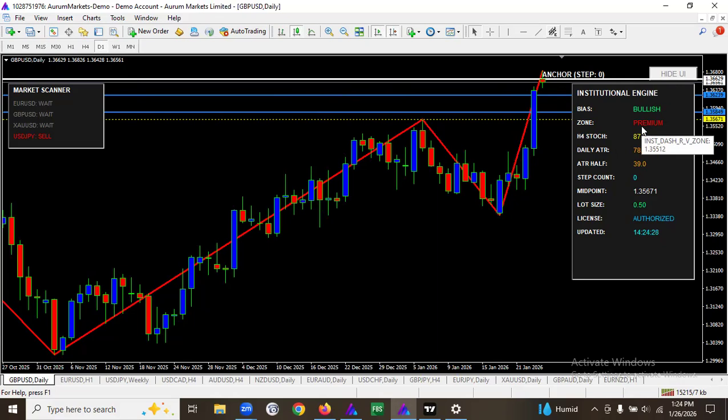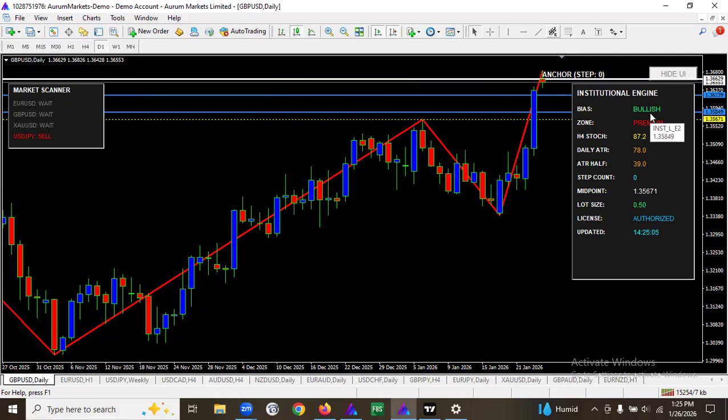And before you sell, you want to ensure that the daily bias changes from bullish to bearish. Price should be at premium and the bias should be bearish. The daily bias for the previous candle was bullish, so before you sell, you should wait for the bias to change to bearish. That is what I'm waiting for on GBP USD. Once this bias changes to bearish, I will be taking a sell.